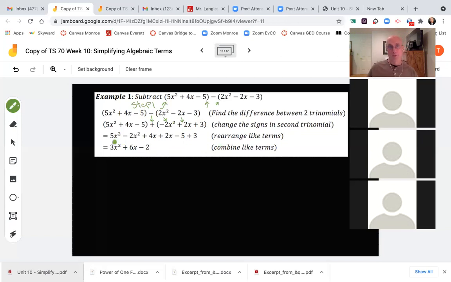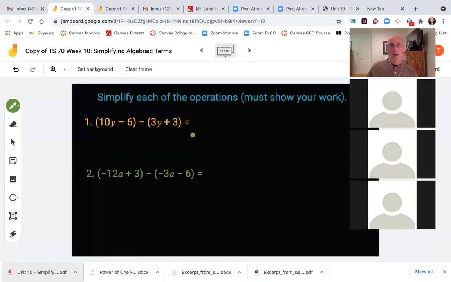Rearrange all like terms. So we've got 5x squared minus 2x squared going together. I've got my x's together in like terms, and I've got my constants right here together. And that gives me 3x squared plus 6x minus 2. So that is a second clear example of how to do that.